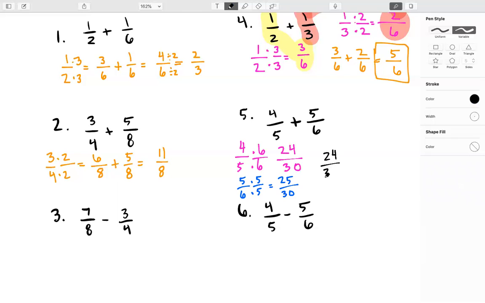24 over 30 plus 25 over 30. Do you see how 4/5 is equal to 24 over 30 and 5/6 is equal to 25 over 30? The denominators are the same now, so we can add them. So that would be 49 over 30. And that's our answer.